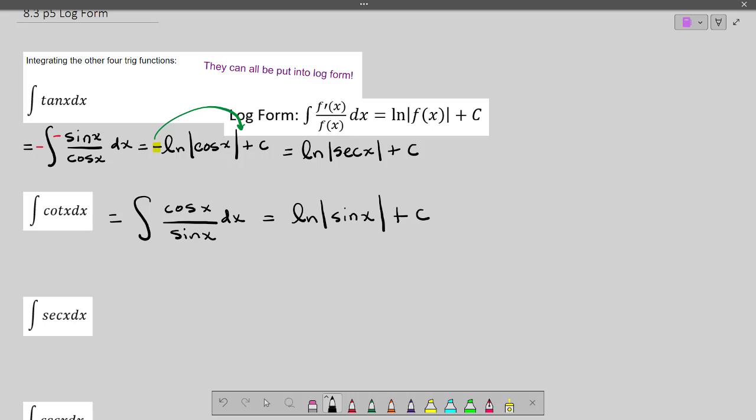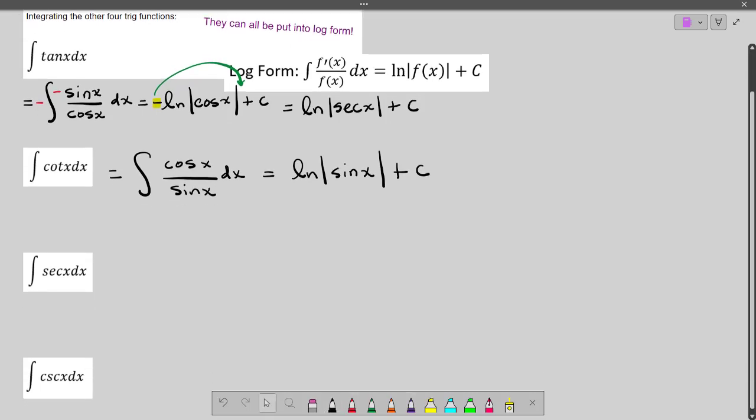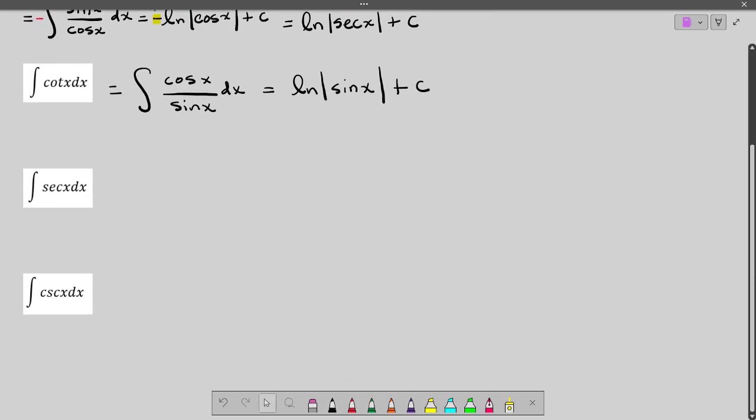And if you wanted to go through the 6-step extra process of substitution, you can. Let u be sine, and then du would be cosine dx, and then you'd have a du over u. You'd integrate that and get natural log absolute value of u, and then you would back substitute. Or you can do all of these. Log form is just a shorthand for substitution, u sub.